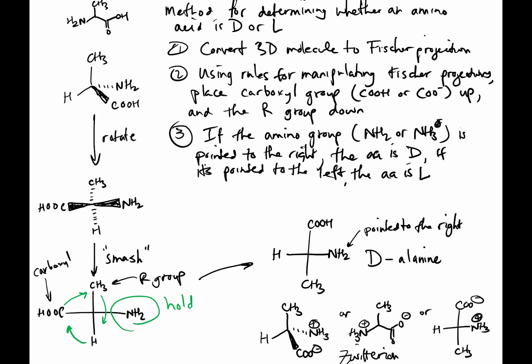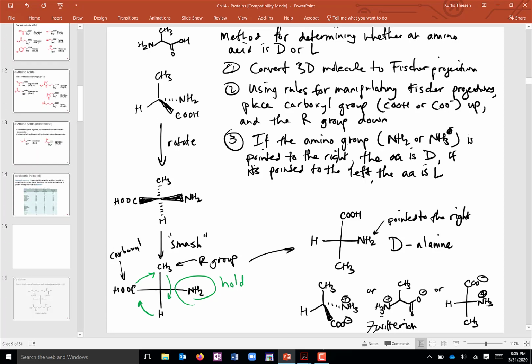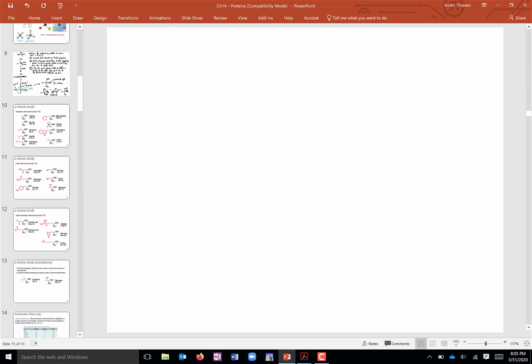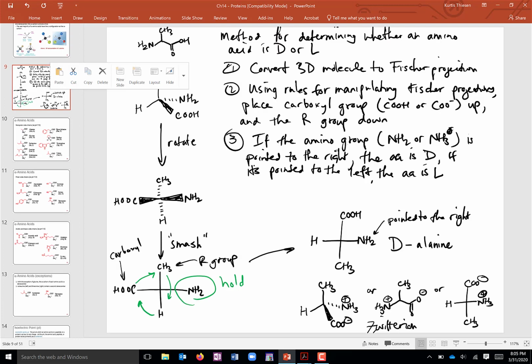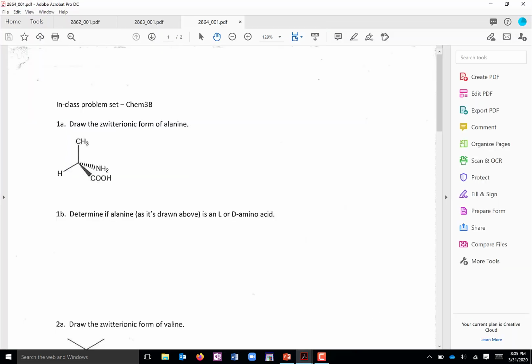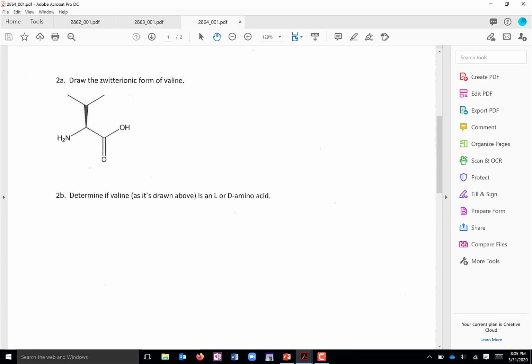Now, it wouldn't hurt to have an extra problem to do. Let me get another blank slide there. Okay, where was I? Yeah, there was another one, the zwitterionic form of valine, and then determine if, as written, it's D or L. So let's go back.